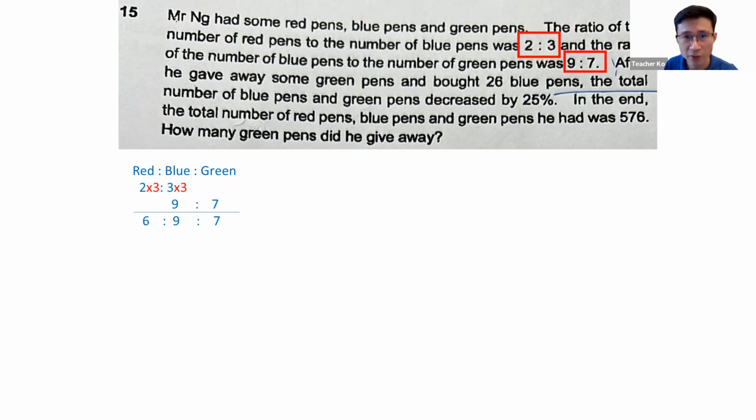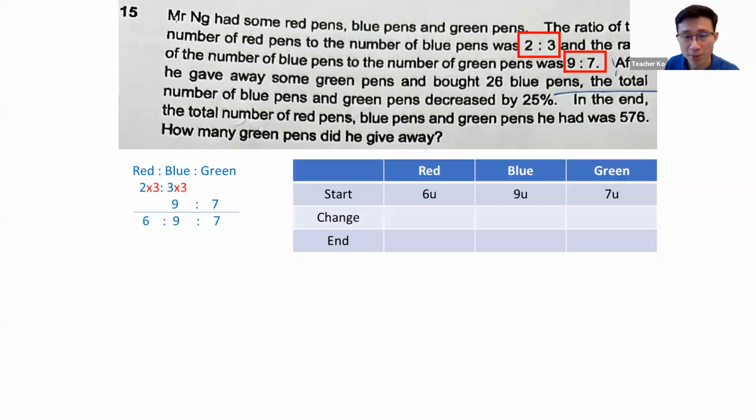So after he gave away some green pens and bought 26 blue pens, there's some kind of change. Now, there's a starting ratio, and there's some kind of change in the number of pens. So I want to draw a table. After drawing a table, let me put in the starting numbers: the red at the start is 6 units, blue is 9 units, and the green is 7 units.